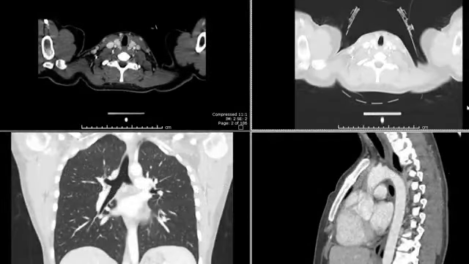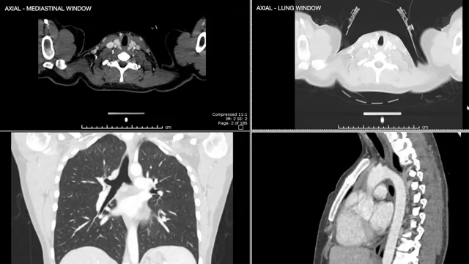The first concept that I want to understand regarding computed tomography imaging is the multiplanar capability of displaying the same images. On the top of the screen, we have axial images through the chest displayed in mediastinal window on the left and lung window on the right. At the bottom of the screen, we have coronal and sagittal reformatted images, left and right respectively. I want you to see the relationship between these images.